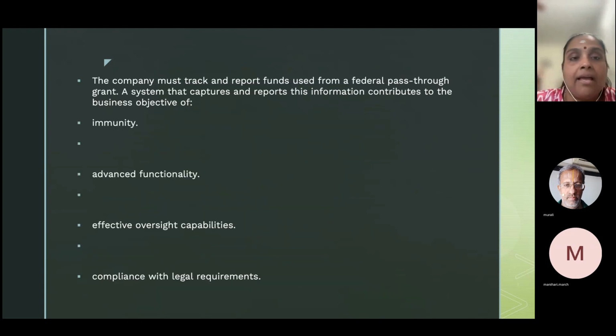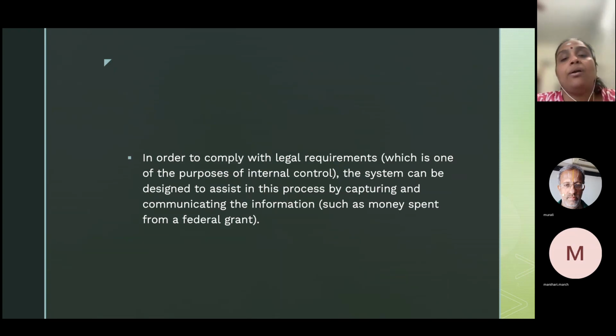Now the next question is: the company must track and report funds used from a federal pass-through grant. A system that captures and reports this information contributes to the business objective of what? Immunity, advanced functionality, effective oversight capabilities, compliance with legal requirements. Now federal is the keyword. Yes, compliance with legal requirements. So it is quite easy. Complying with legal requirements is one of the purposes of internal controls which we saw. Here the system can be designed to assist in the process by capturing and communicating the information.